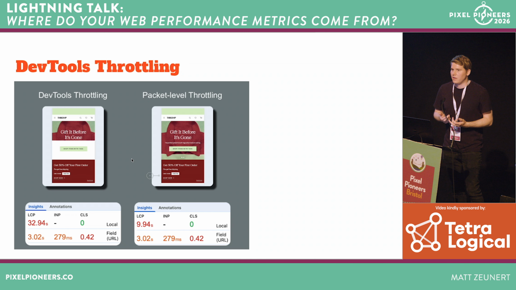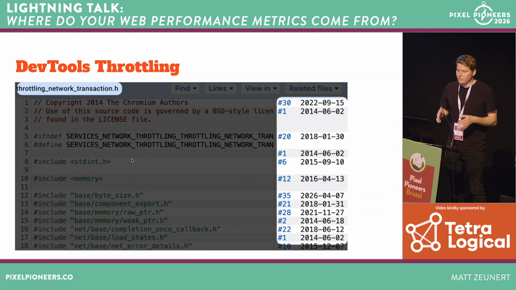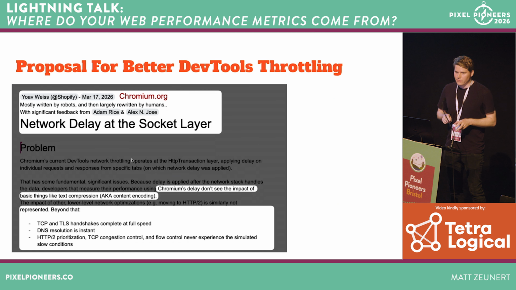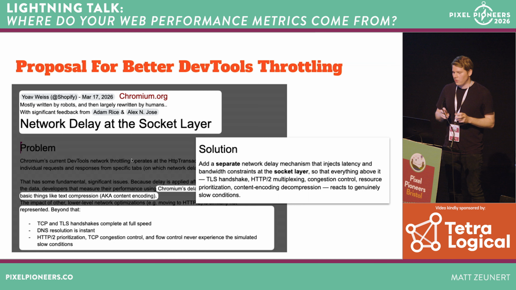So DevTools is fine for basic performance testing, but it has its own set of limitations. Basically, this was added 10, 15 years ago, and it's not perfect, but it's been working OK. But this March, there was a proposal to redo DevTools throttling and try to improve it. There are all these issues right now where it doesn't really understand the network. Basically, the idea is to create a new network level way to delay the network and make DevTools throttling more accurate.